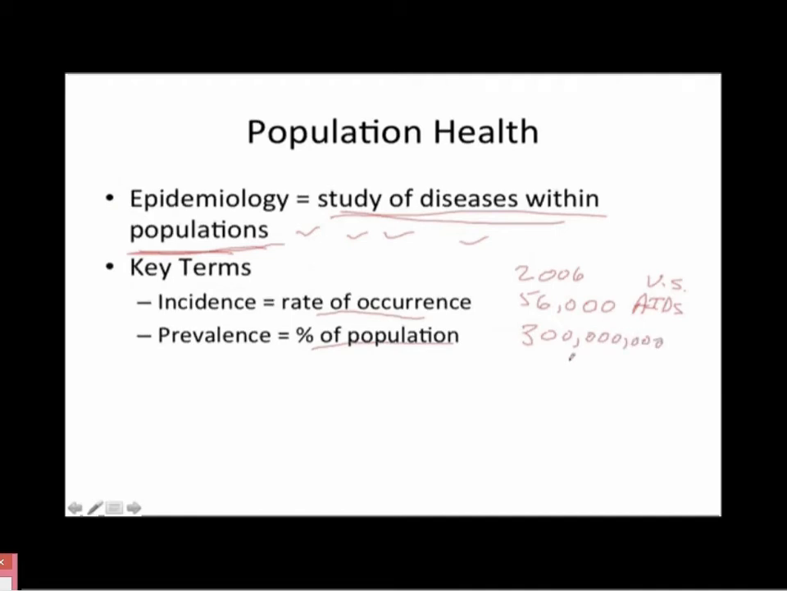Million. All right. So basically, what we're saying here is that out of these 300 million people in the United States, the incidence of AIDS would be 56,000 people, and the prevalence of AIDS would be right around 19%, about 18.5%, 19%. Okay, so almost 20% of the population in the United States was diagnosed or identified to have AIDS. So that's basically what incidence and prevalence is.